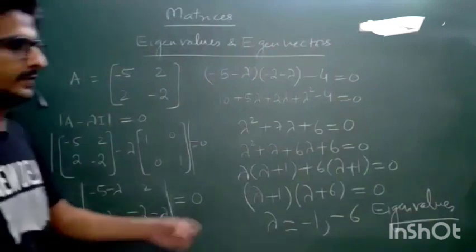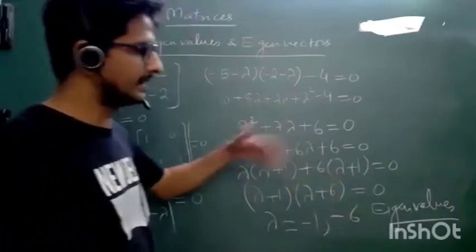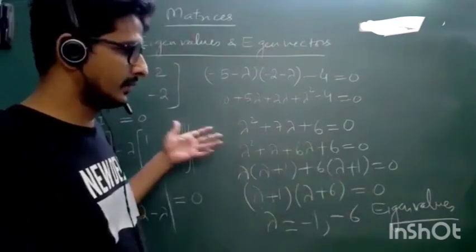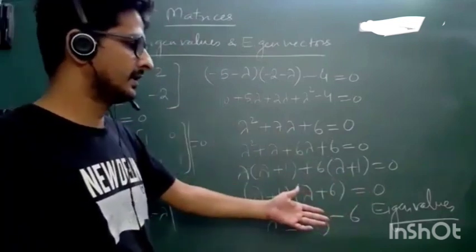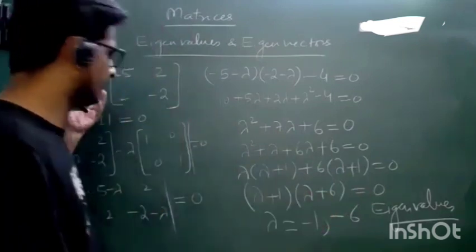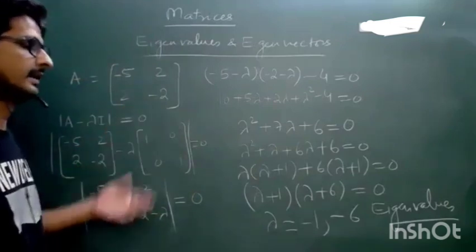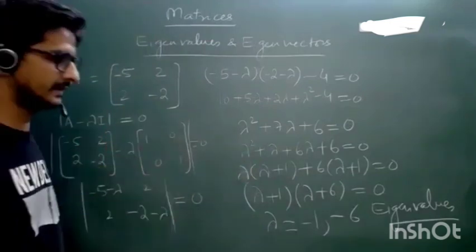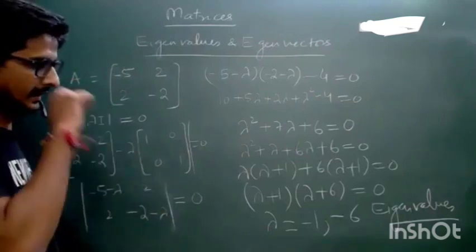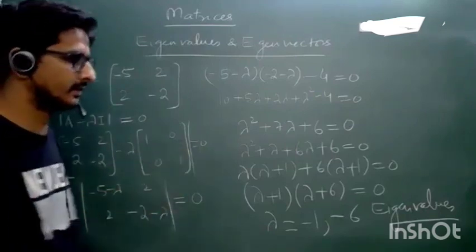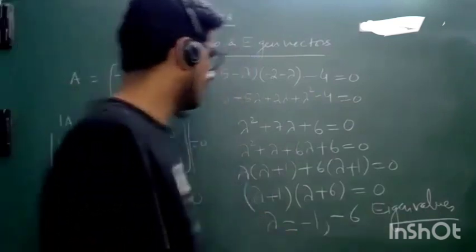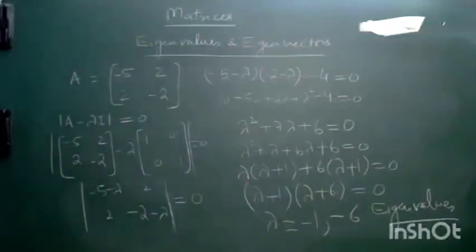Okay, so physically they represent different things. Suppose in quantum mechanics they will represent energy, because the matrix for which you will calculate this will be the Hamiltonian matrix. But in mechanical engineering it may represent something else, or somewhere in other applications it will represent something else. Okay, so these are the eigenvalues. Lambda is equal to minus 1 and minus 6.